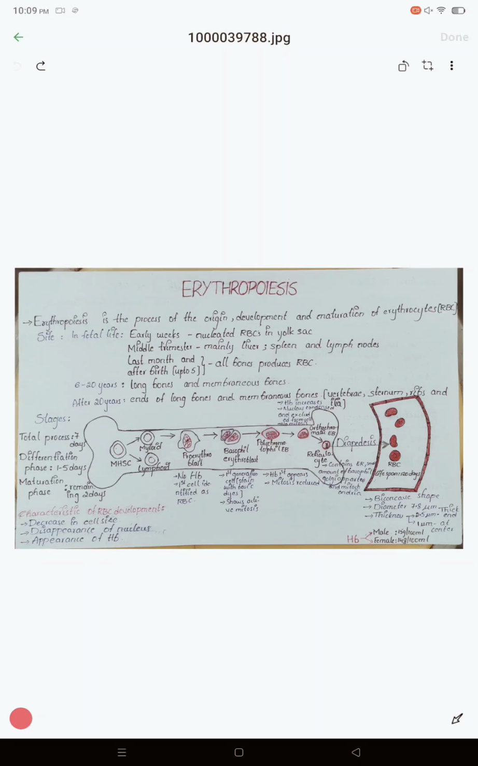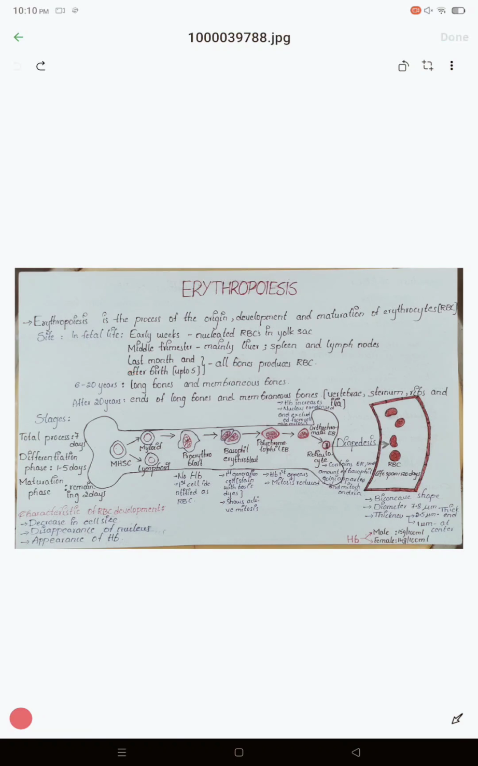For example, in early weeks of embryonic life, that is from 1 to 3 months, RBCs are produced by the yolk sac. Here the RBCs are nucleated. In the middle trimester, that means from 4 to 6 months, the liver plays a vital role, but also the spleen and lymph nodes. During the last trimester, from 7 to 9 months, and also after birth up to 5 years of age, all bones produce RBCs.